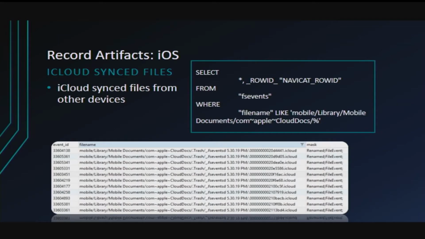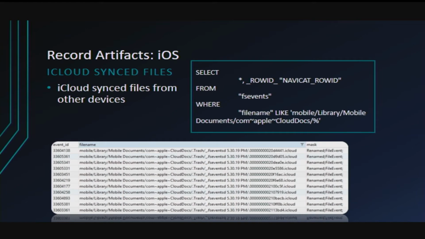So let's look at iCloud synced files from other devices. So in this example here, I have created an SQL query that filters for Apple Cloud Docs. What you can see here is a reference to trashes, .trashes. I don't know of any reference to trashes on an iOS device. So these FSEvents, just to make it clear, were from an iOS device, an iPhone. So there's references to Cloud Docs for the .trashes directory.